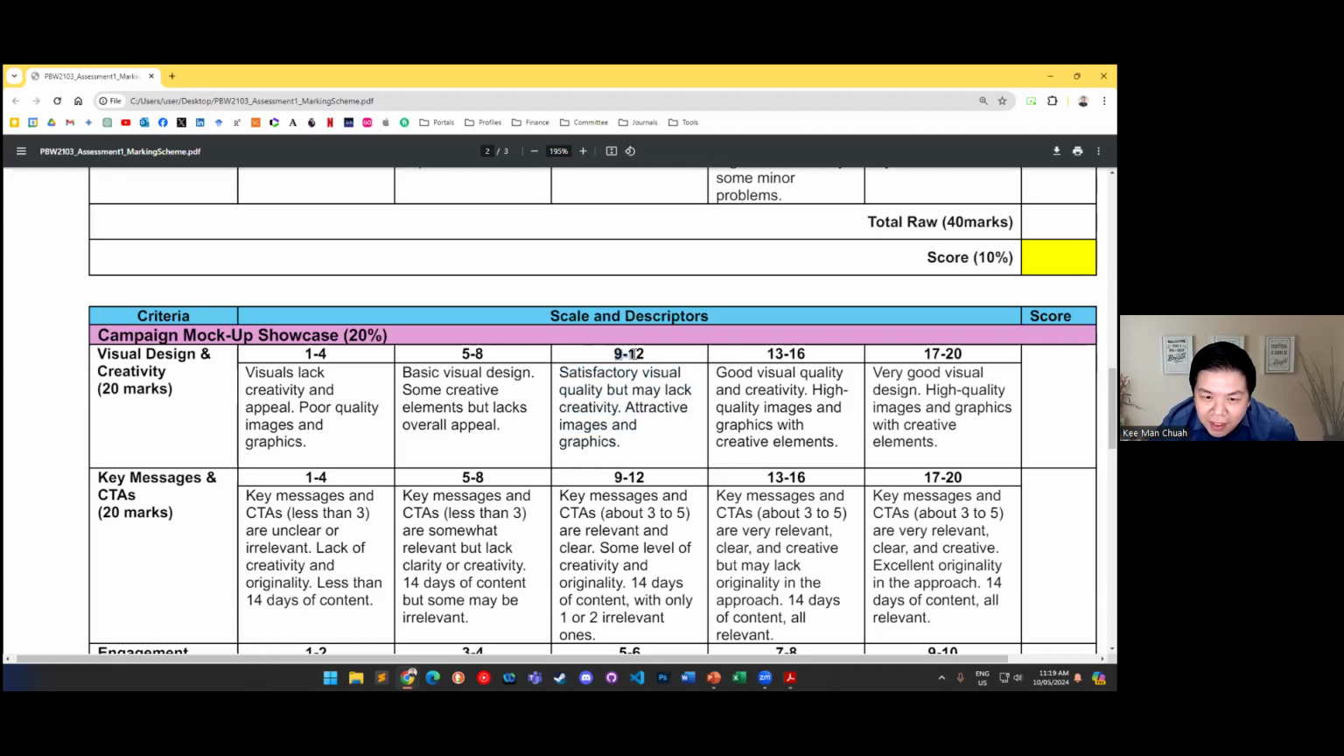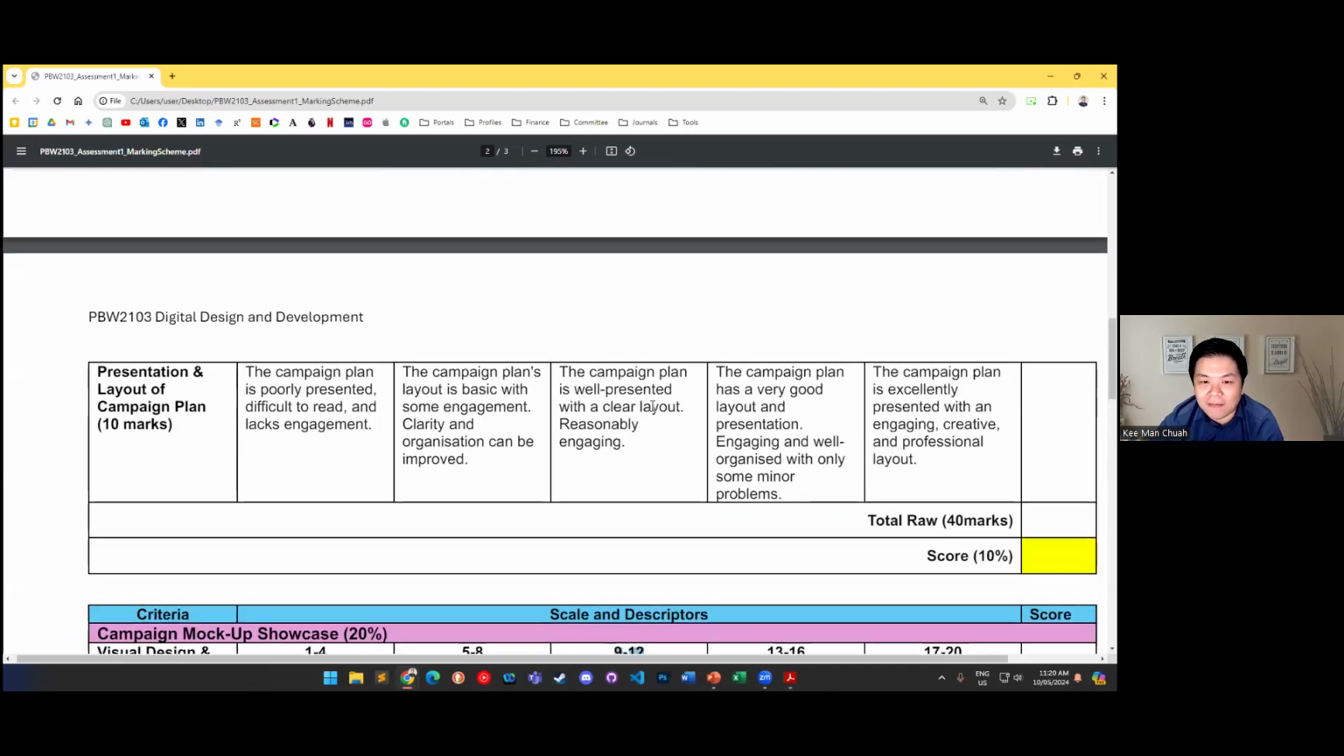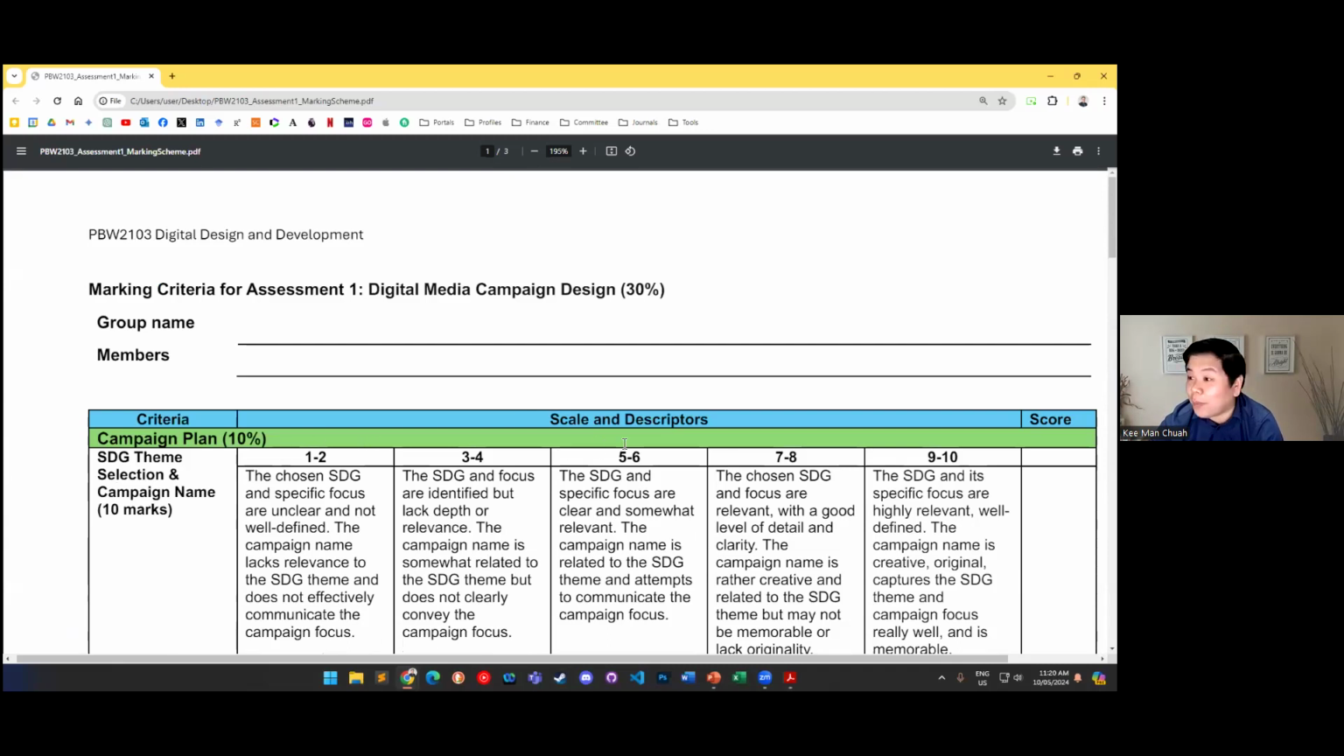But because you put 9 to 12, how do you know that one is 9 or that one is 10 or that one is 12? Difficult, right? It becomes very, very subjective. So my point is like this. Even though we have a criterion-based marking scheme like this, it looks very criterion based, but our scale is not definite 1 to 5. If it's 1 to 5, it will be clear cut.